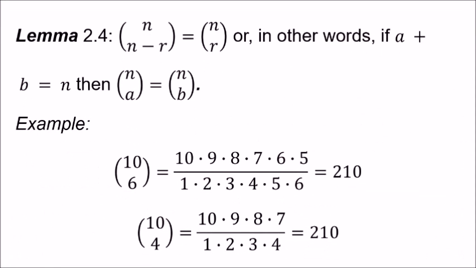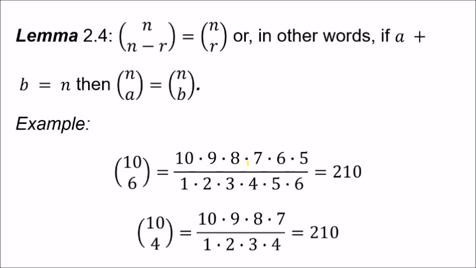Now, we have here the lemma 2.4. The combination of n taken n minus r is also equal to n taken r. In other words, if a plus b equals n, then we can have n combination a is also equal to n combination b. We have here an example, 10 combination 6. This is equal to this one.